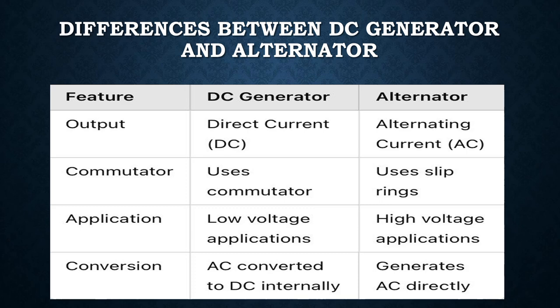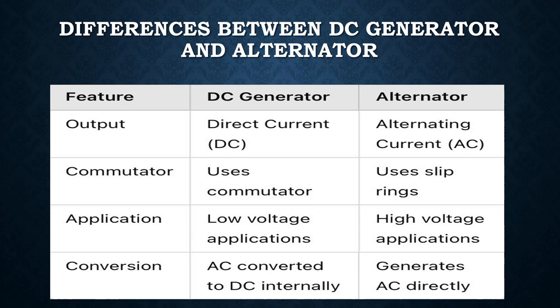So in output, the DC generator gives direct current, and the alternator gives alternating current. In commutator, the DC generator uses a commutator, and the alternator uses slip rings. In application, the DC generator has low voltage applications, and the alternator has high voltage applications. And the last one, the conversion. The DC generator has AC converted to DC internally, and the alternator generates AC directly.